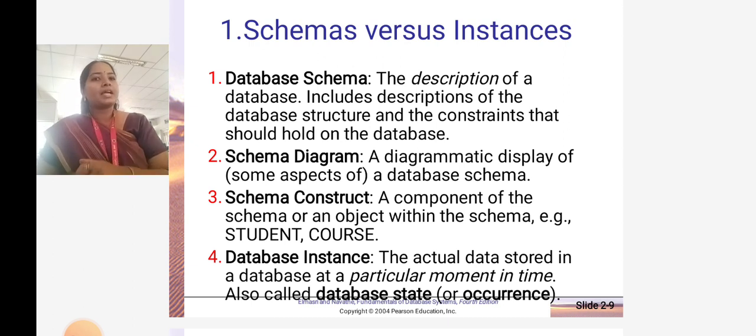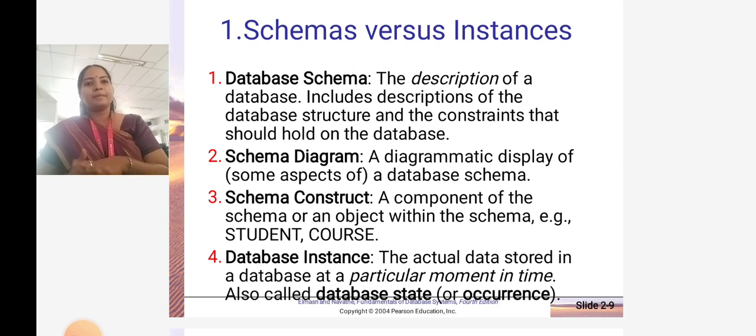What is a schema construct? A component of the schema or an object within the schema. By using that object, we can retrieve all the information from the database. For example, if there is a student database, we can retrieve all the information like roll number, name, register number, age, address, the parents' contact number, and the father's or mother's name. We can retrieve all of it by using a key on an object like a student.